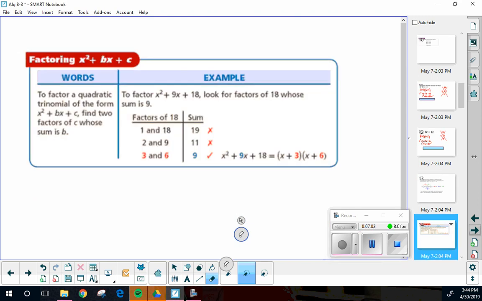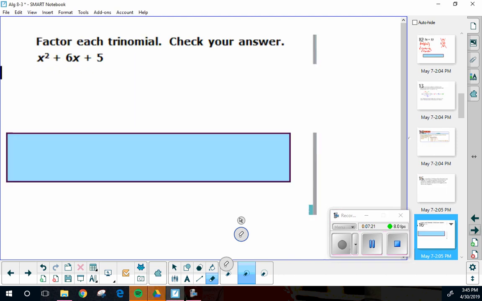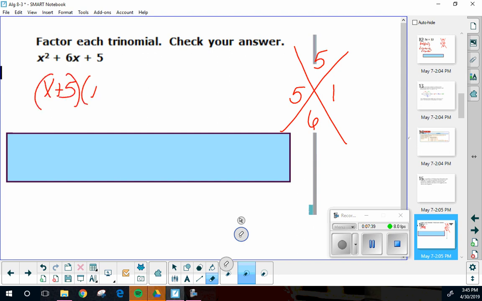All right. We also have to worry about positive and negative numbers, but honestly, if you just use what you know about adding, subtracting, and multiplying positive and negative integers, it will all work out. So there's nothing positive and negative about this one, so we'll just carry on like we have been. This is a 5, this is a 6, and I need a 5 here and a 1 here. And so the answer to this would be x plus 5 times x plus 1.